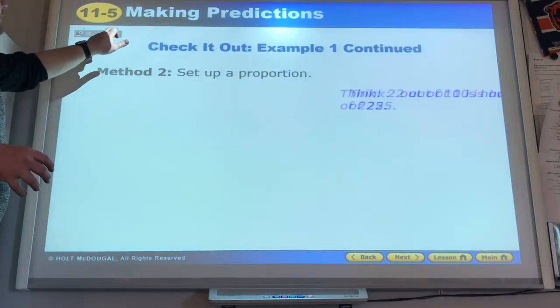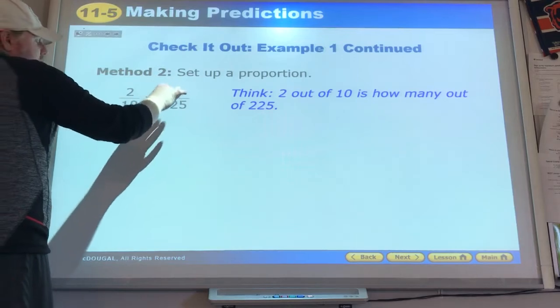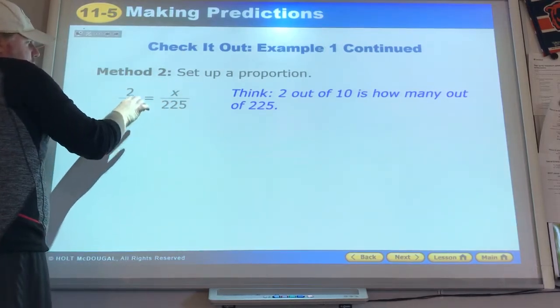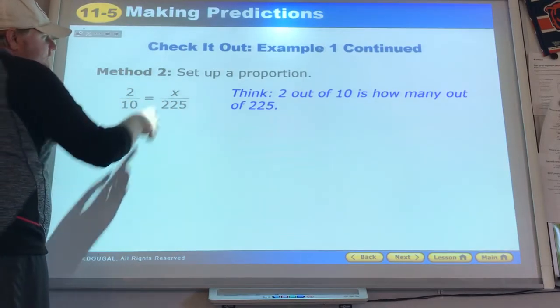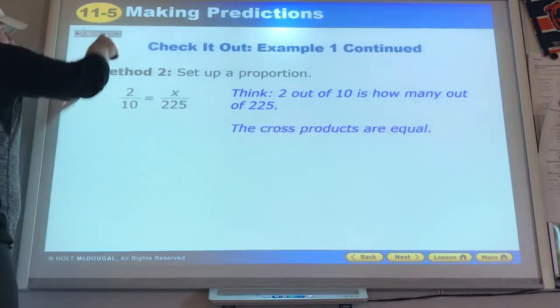Or you can set up a proportion. All right, 2/10 equals x over 225. So 2 out of 10 goals will be scored. That's a way to represent 20%. So how many goals out of 225? Then you can do your cross multiplication.